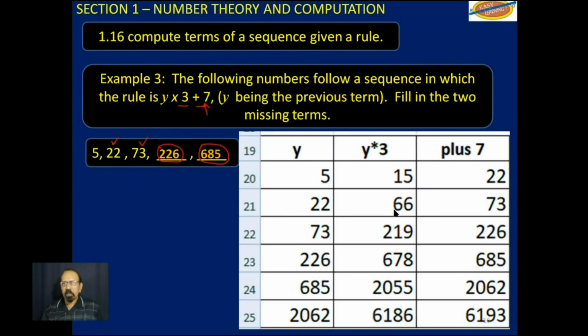So this is an Excel generated table. We started out with 5. We multiply it by 3, and then we add 7, and that gives us 22, which is what was given there. We do the same thing. We get 73, and then we get 226, which is that, and we get 685, which is this, and if we had to go any further, we follow the same pattern.